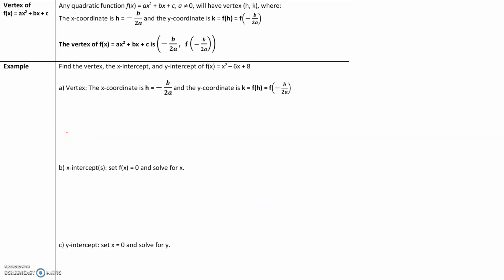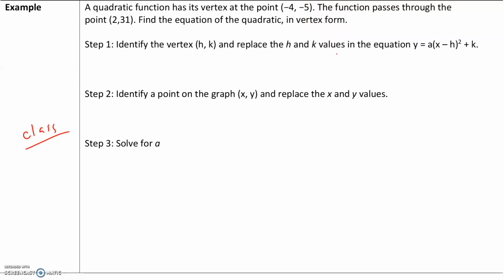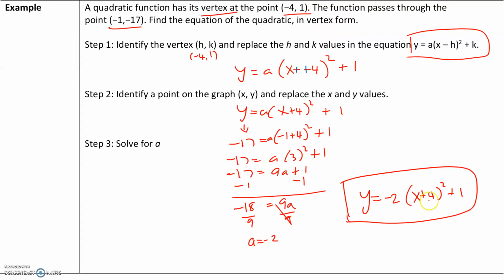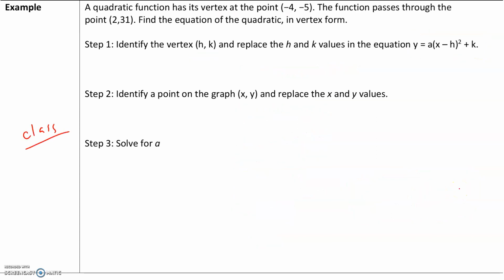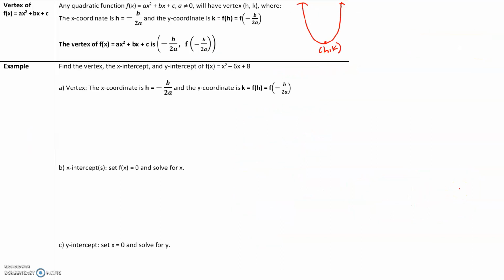Now remember that if you have a quadratic function in the form of f of x equals ax squared plus bx plus c, the vertex is going to be the point h comma k. So if this is your parabola, the vertex we write as a point h comma k. If the equation is in vertex form like this, we can say our vertex is negative 4, 1. Okay, that's easy to determine. But what if it's not in the vertex form? What if it's in the form of ax squared plus bx plus c?